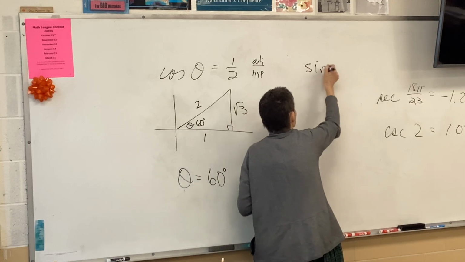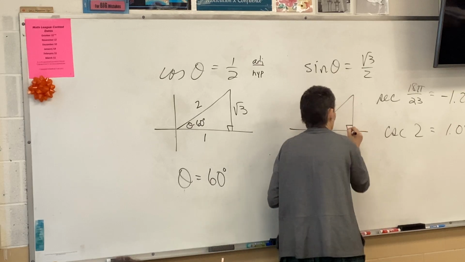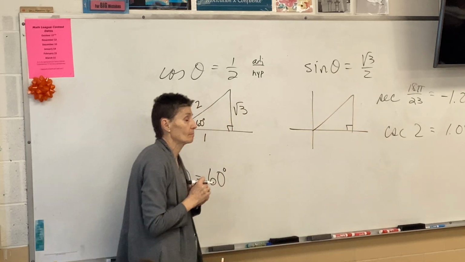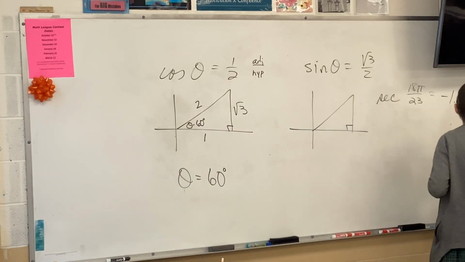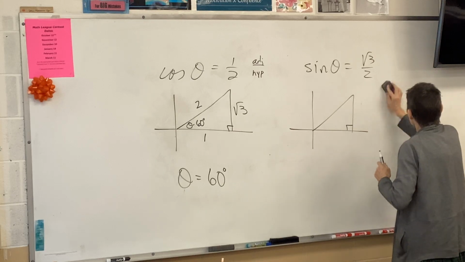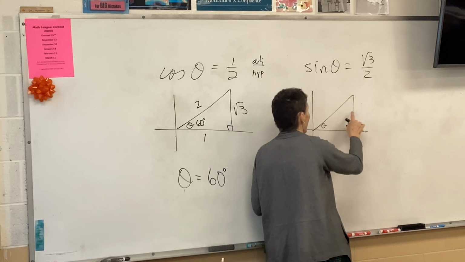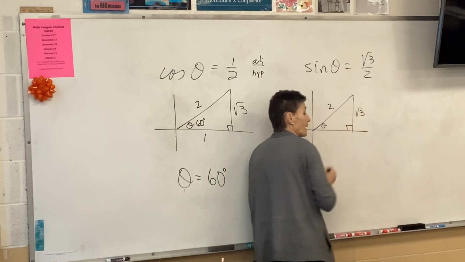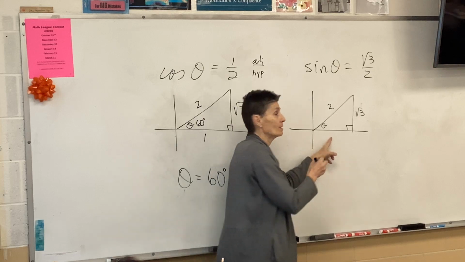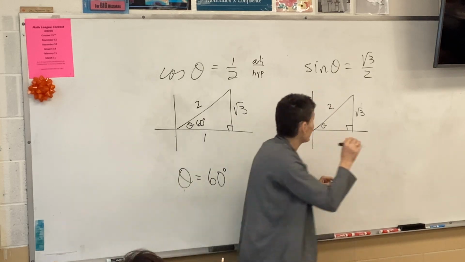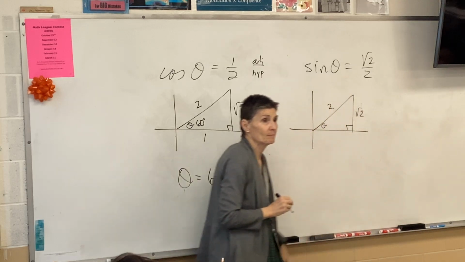So now we're going to do sine equals root 3 over 2. Well, what do we know about the sine? Opposite over hypotenuse. So opposite is root 3 and hypotenuse is 2. What's this side gonna be? Oh, it's root 2 over 2? Oh, thank you. All right, well that changes things. Now it's that.